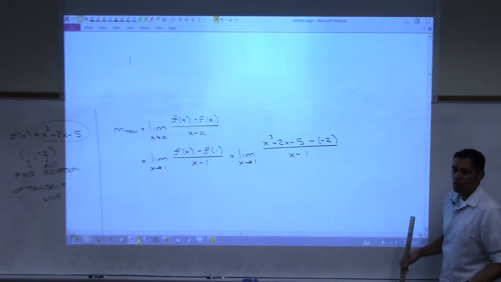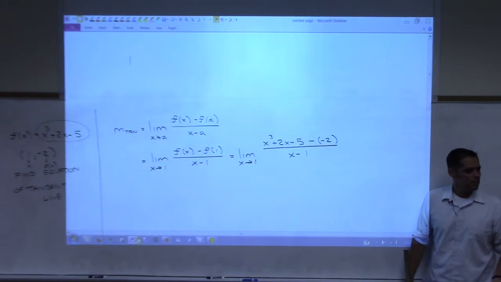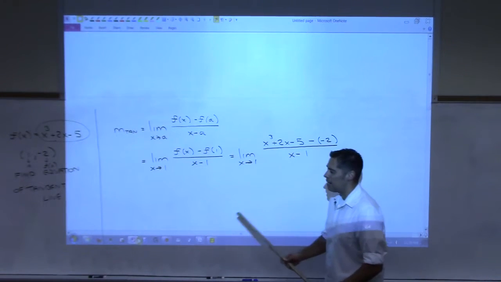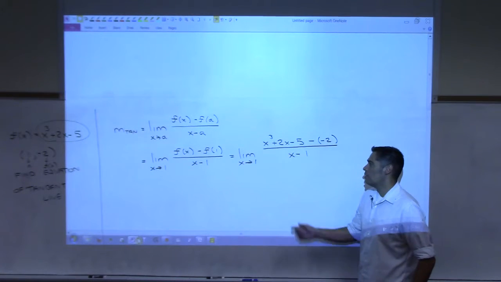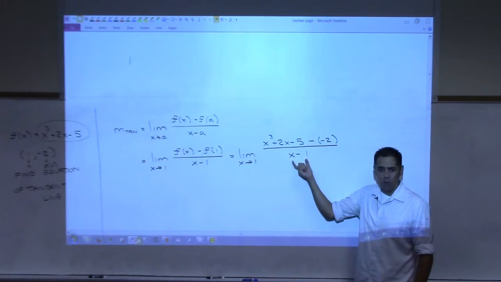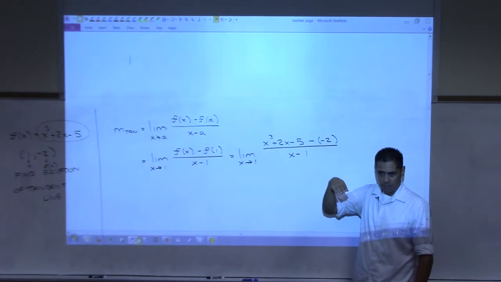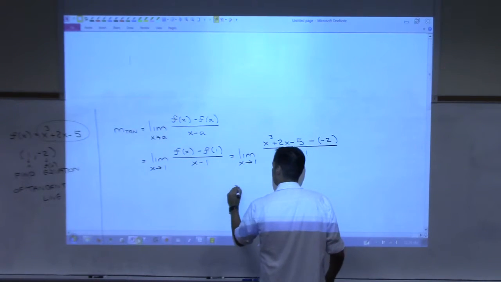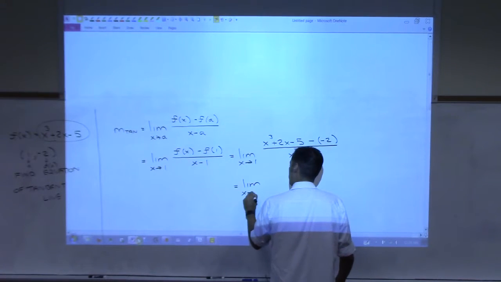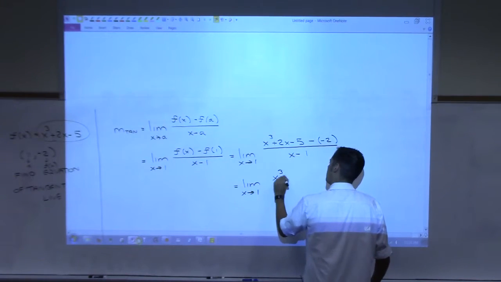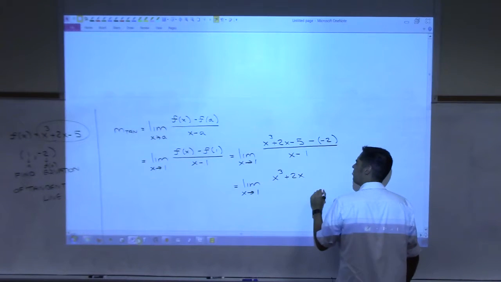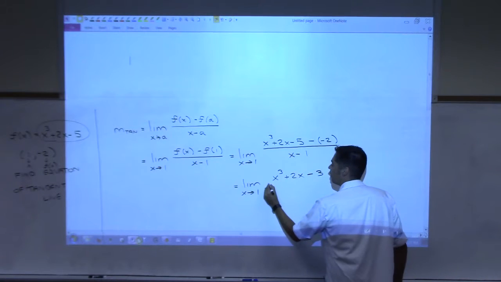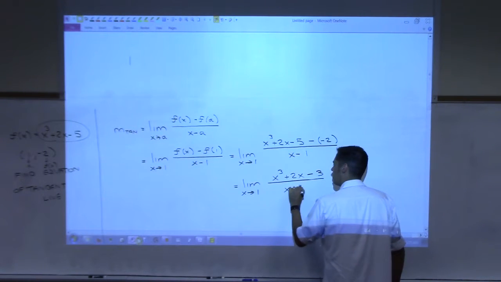So right away you can start to do some algebra to clean it up, to make it better. Our goal will be to make the bottom not go to 0. So we're going to want the x minus 1 to cancel, right? Like a factor. So let's just clean up the top. Limit x goes to 1 of x cubed plus 2x minus 3 over x minus 1.